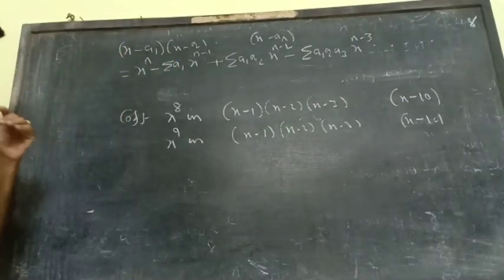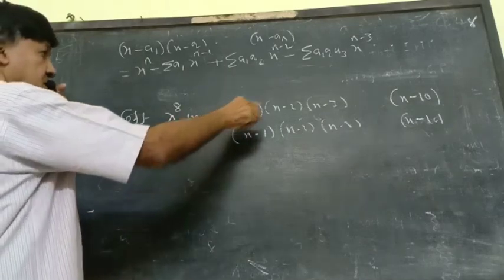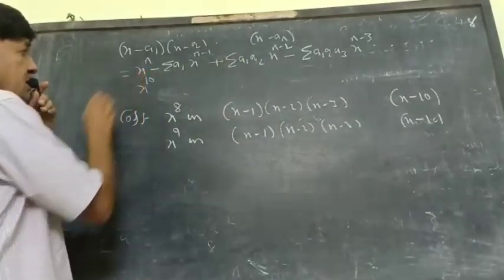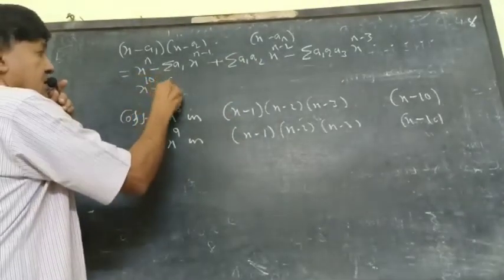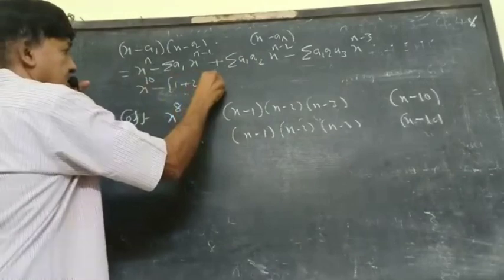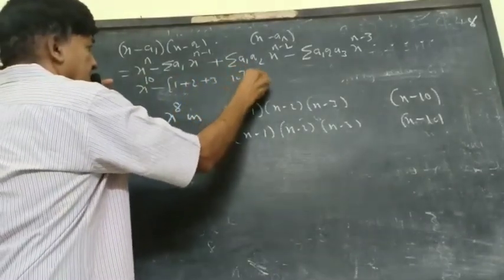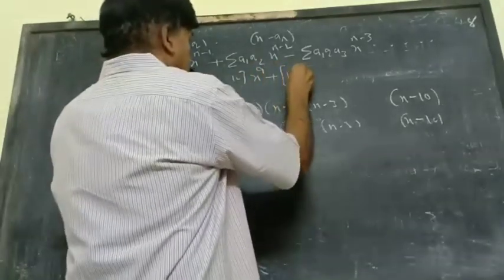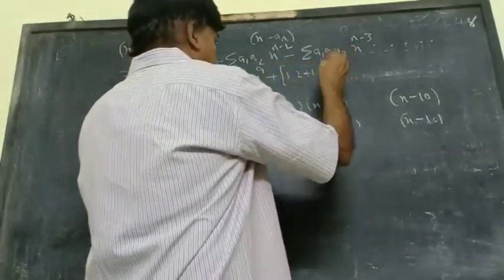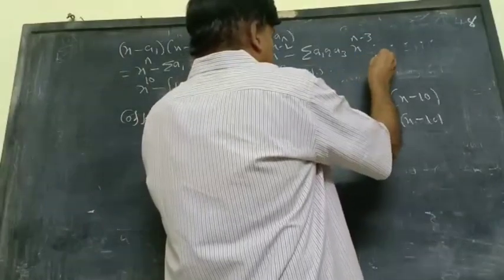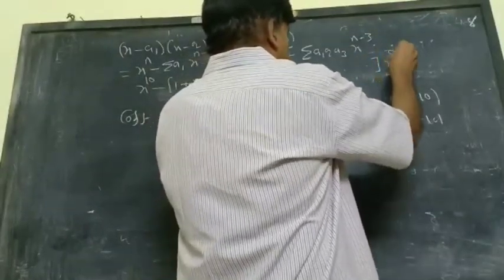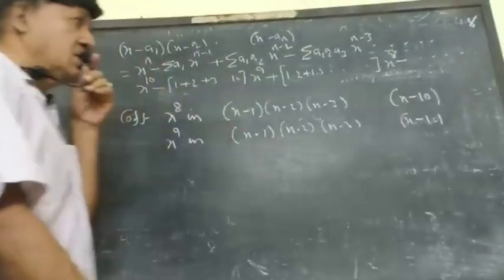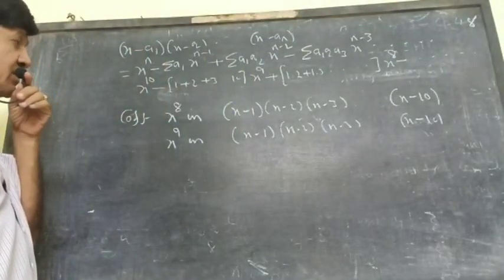Understood? Now, you observe this. There are 10 terms. So this is as good as x power 10 minus 1 plus 2 plus 3 up to 10 into x power 9 plus 1 into 2, 1 into 3, etc., taken 2 at a time into x power 8, minus taken 3 at a time into x power 7, etc. you will get.